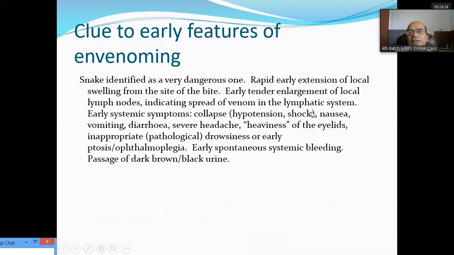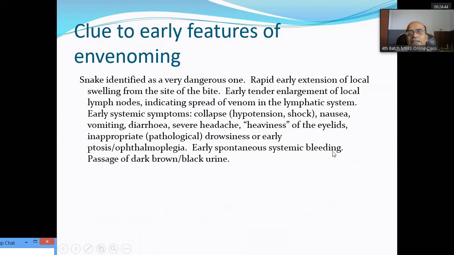Apart from this, general symptoms like nausea, vomiting, diarrhea. These are the very general symptoms of shock. But particularly if these patients have features of shock and ptosis and ophthalmoplegia, probably you can catch the diagnosis of snake bite in that early stage.